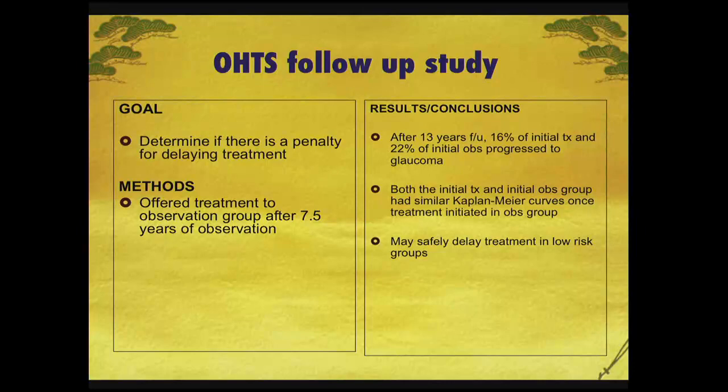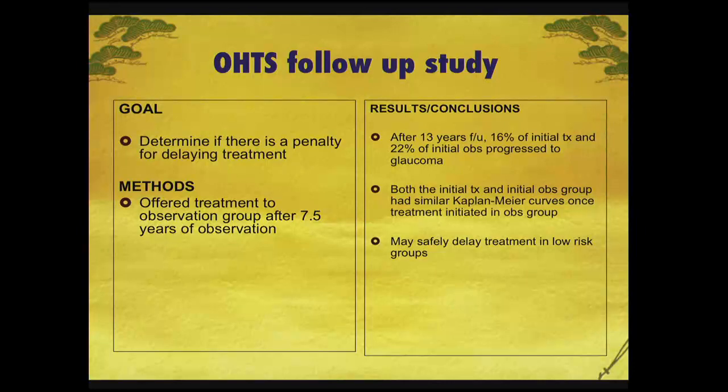And what they were trying to see was if there was a penalty for delaying treatment. And after 13 years, they found that 16% of the patients who were treated from day one versus 22% of the people who started treatment 7 years later progressed to glaucoma.